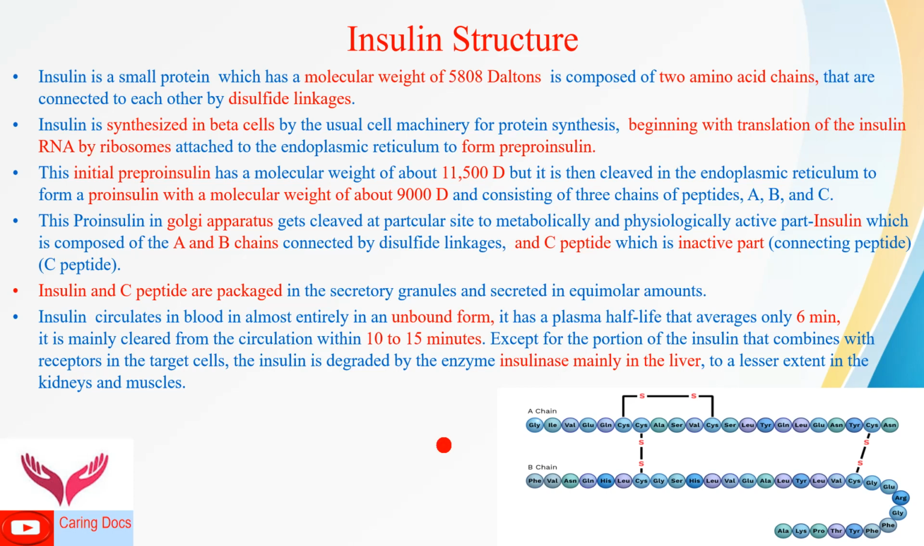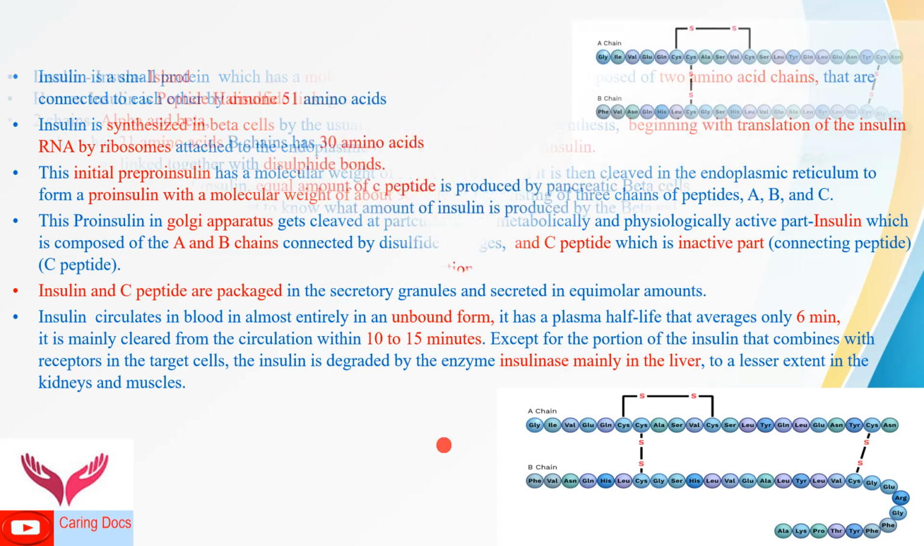Insulin usually circulates in the blood in the unbound form. It has a very short half-life of about 6 minutes and is mainly cleared from the circulation within 10 to 15 minutes. Insulinase is the enzyme primarily present in the liver and to a smaller extent in the kidneys and the muscles, which degrades insulin in the tissues.